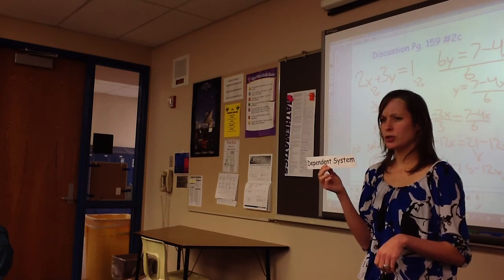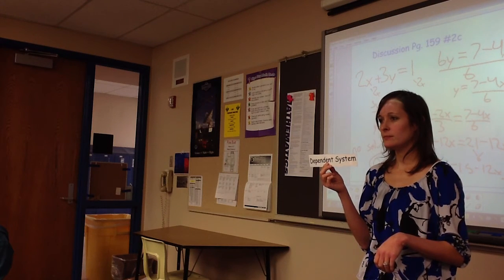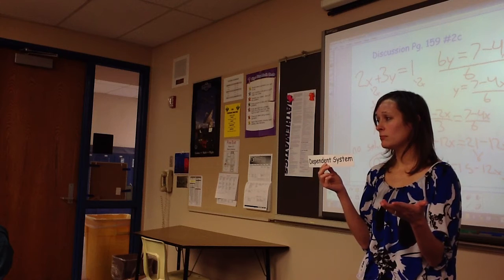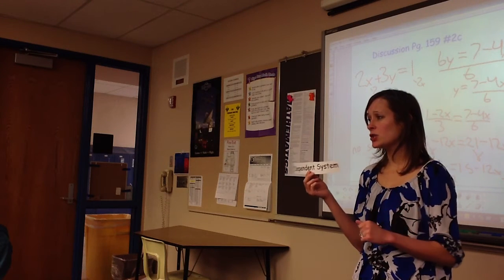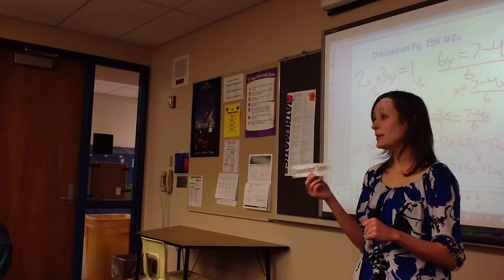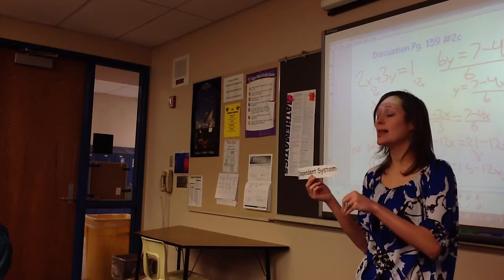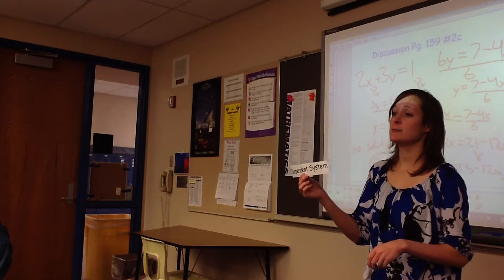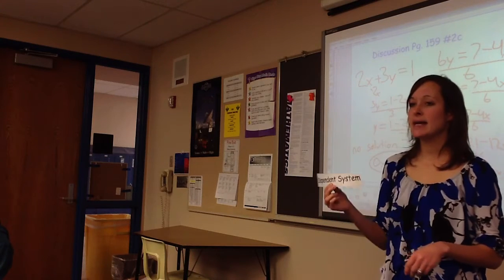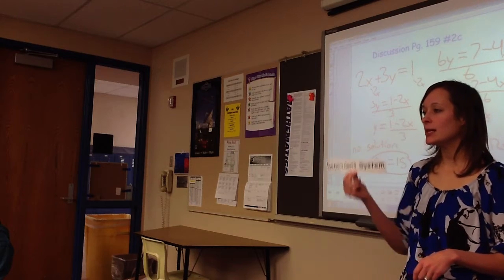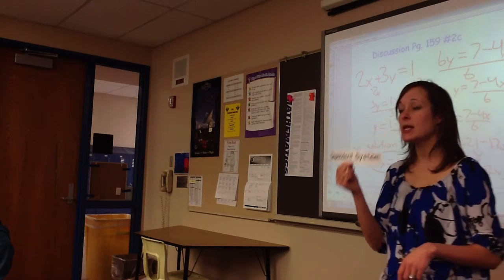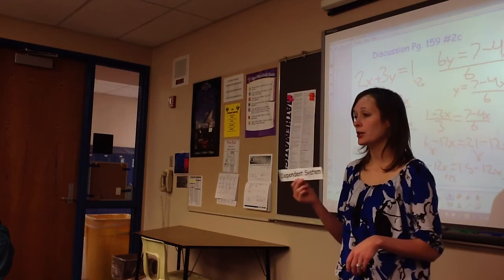So dependent, they have the same slope, same y-intercept, they're the same line. So what's their solution? No solution? How many times would those lines touch? Infinite. Every single point on that line. So dependent systems are infinitely many solutions. Dependent system is an infinitely many solution because the lines are on top of each other.